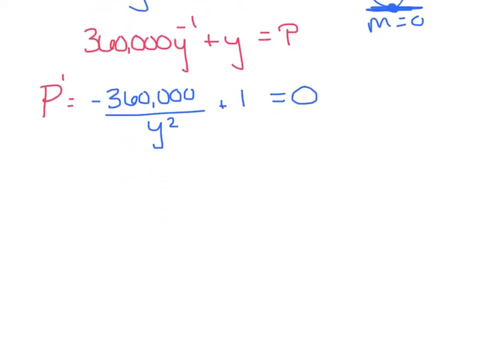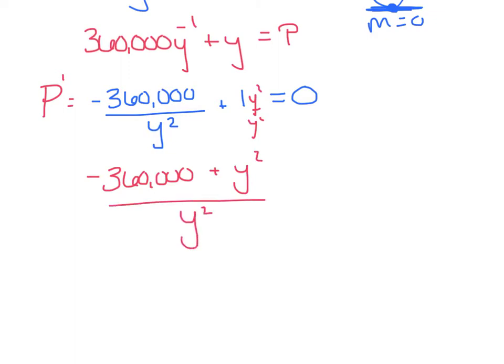Okay. Now, some of us keep falling into this bear trap where we're taking this 1 and bringing it over and cross multiplying, and then we end up killing a solution. Remember, let's just get ourselves a common denominator. I'm going to say this is 360,000 plus, hopefully you would agree that's y squared over y squared, all over y squared equals 0. Because recall, my critical point is not only when my fraction equals 0, but also when my fraction is undefined.